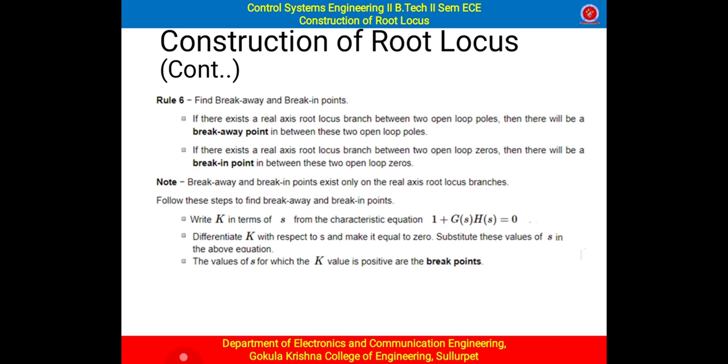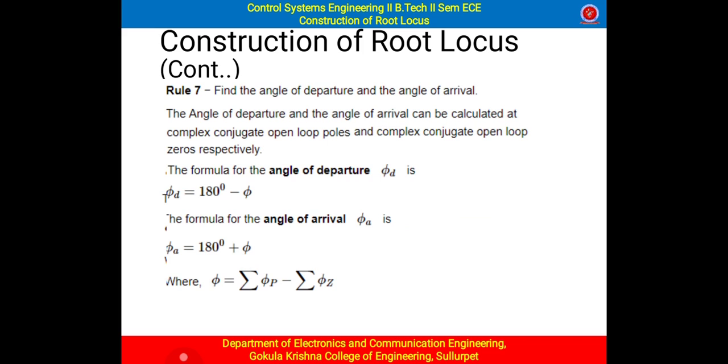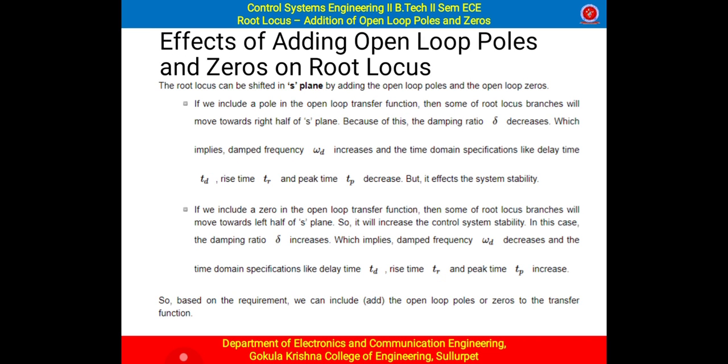We will apply the same procedure in an example, and calculate breakaway and break-in points, and find the angle of departure and arrival. The angle of departure and angle of arrival can be calculated at complex conjugate open loop poles and complex conjugate open loop zeros respectively. The formulas are given, so we will discuss this with an example in the next video.